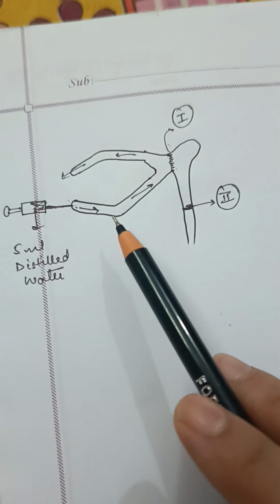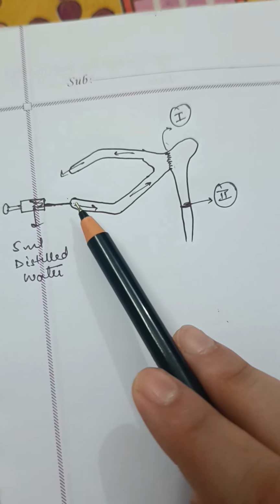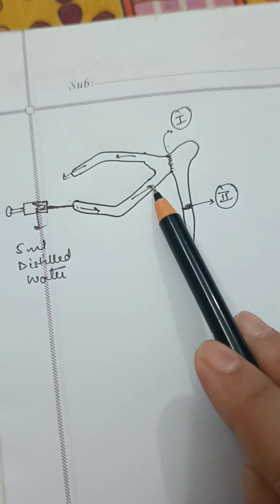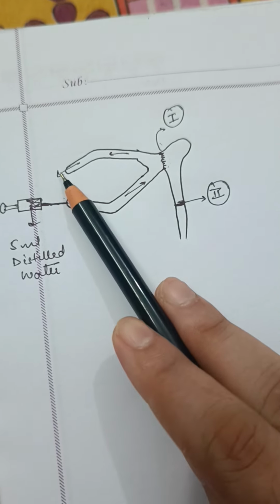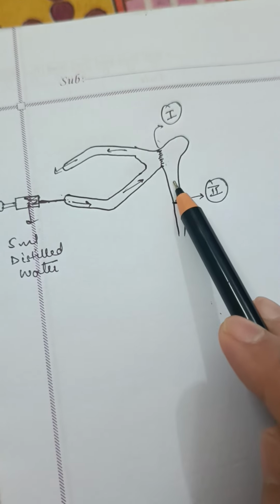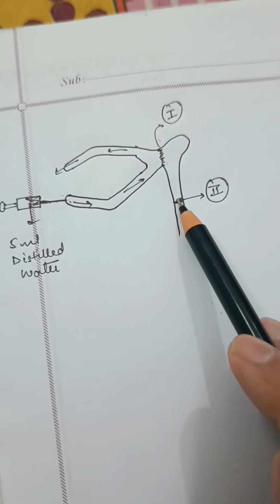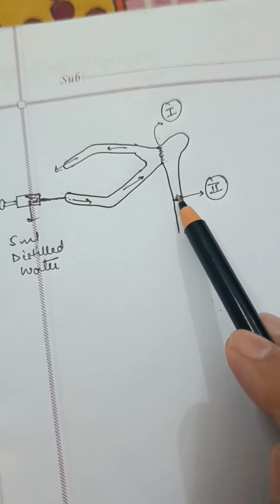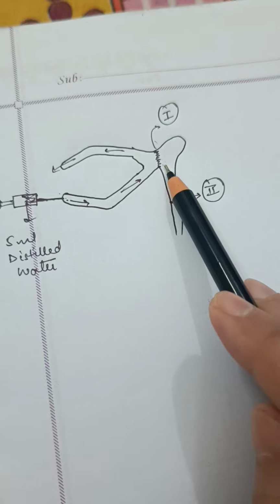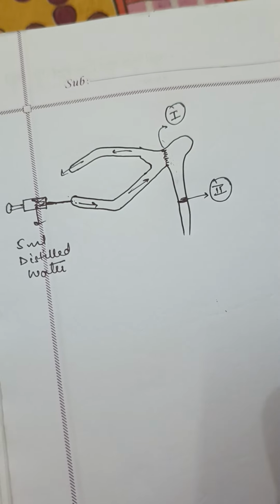Now the second interpretation: if the 5 ml of distilled water is injected through the inferior puncta and it slowly regurgitates from the upper puncta with pus, that means the fluid has gone into the nasolacrimal duct and there is an obstruction in the nasolacrimal duct. So the fluid will regurgitate, and there is pus accumulation, so it will regurgitate through the upper puncta and there will be slow regurgitation.